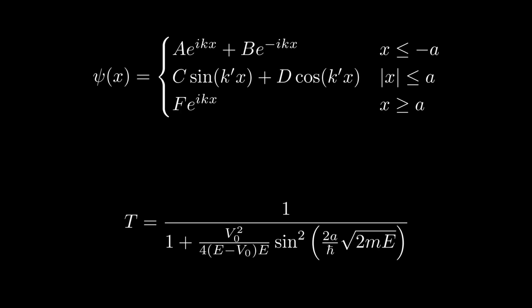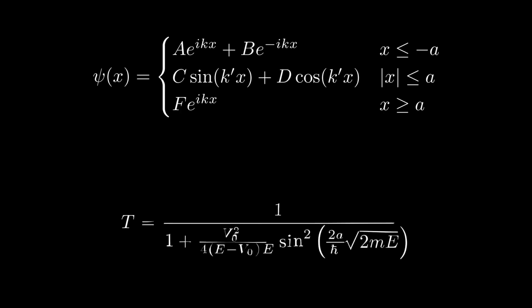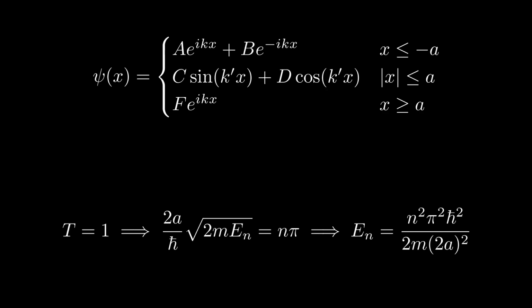Analyzing this expression, we can see that T equals 1 if and only if this sine term vanishes. Setting the argument of the sine function equal to n pi, we can see that the energies for perfect transmission match those of the infinite square well exactly.